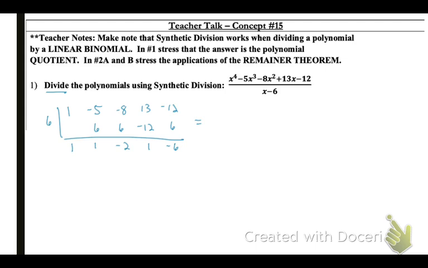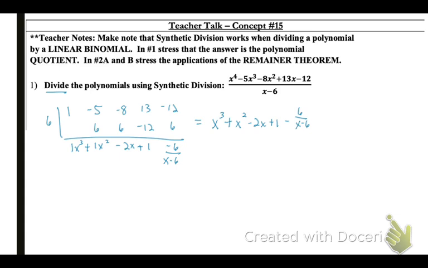And we're going to start with 1 power that's less than what we're dividing. So we're dividing an x to the 4th. So our first variable will be x to the 3rd. So it'll be a coefficient of 1x to the 3rd plus 1x squared minus 2x plus 1. And then that last number is a remainder, and we put the remainder over what we're dividing by. So writing that as our resulting polynomial, it's x to the 3rd plus x squared minus 2x plus 1 minus 6 over x minus 6.